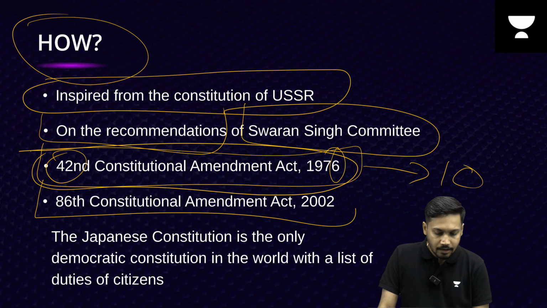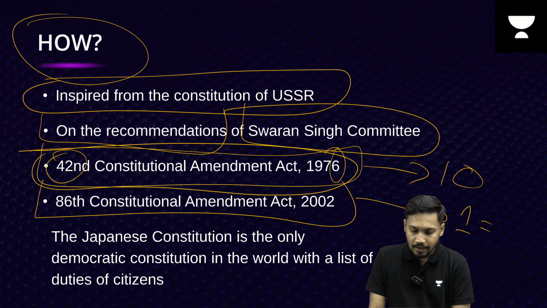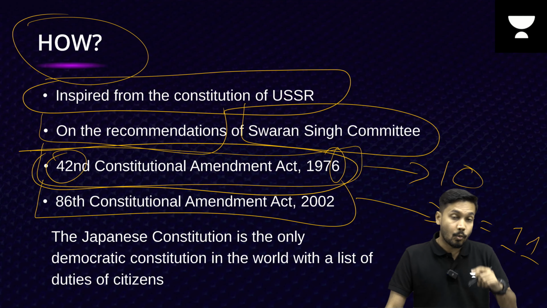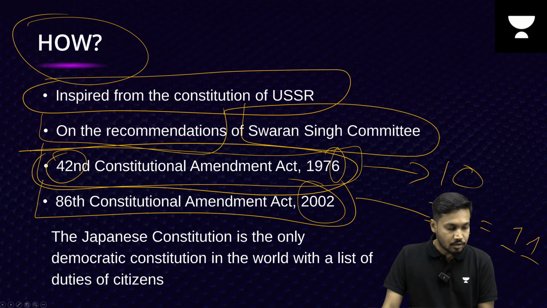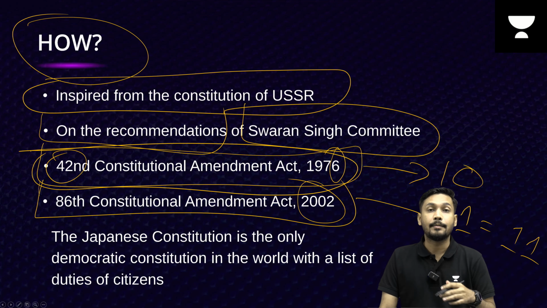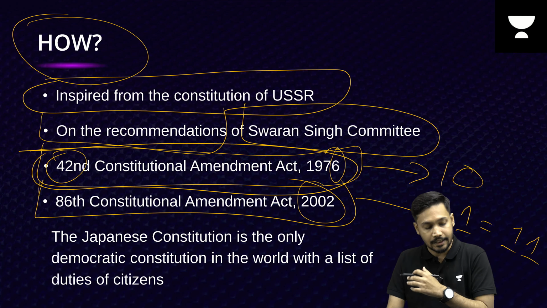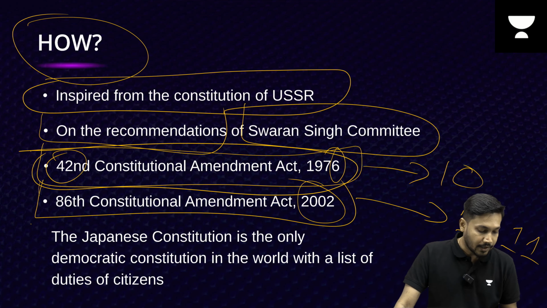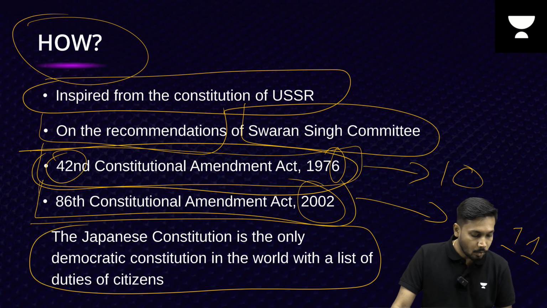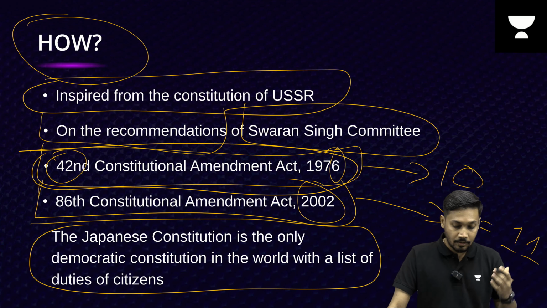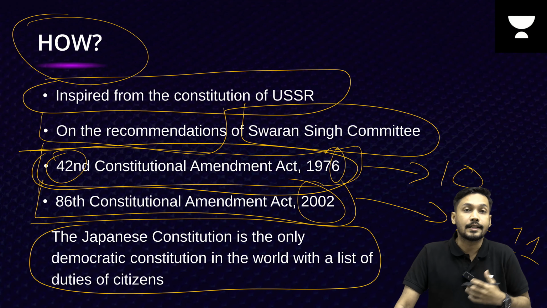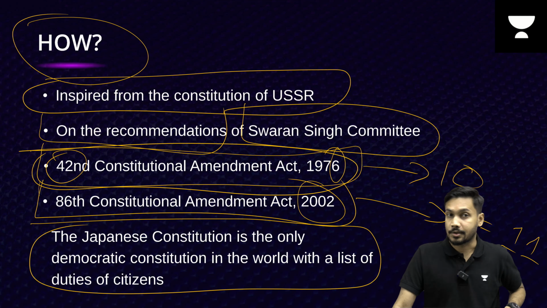Then another fundamental duty was added. So in total we have 11 fundamental duties. One was added in 2002, by the 86th Constitutional Amendment Act. Now what was it? We'll see. Another interesting fact is that the Japanese Constitution is the only democratic constitution in the world with a list of duties for citizens apart from the Indian Constitution.